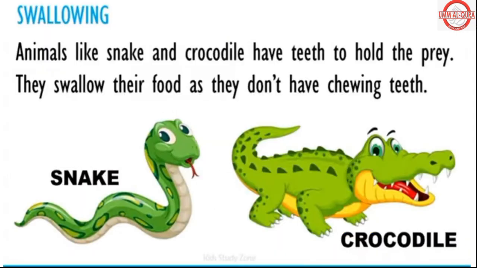Next one is swallowing. Animals like snake and crocodile have teeth to hold the prey. They swallow their food as they don't have chewing teeth.